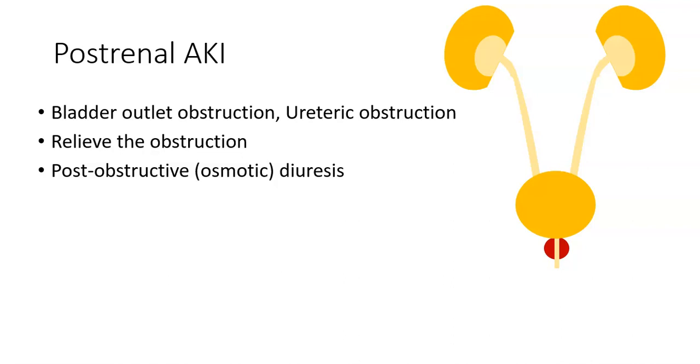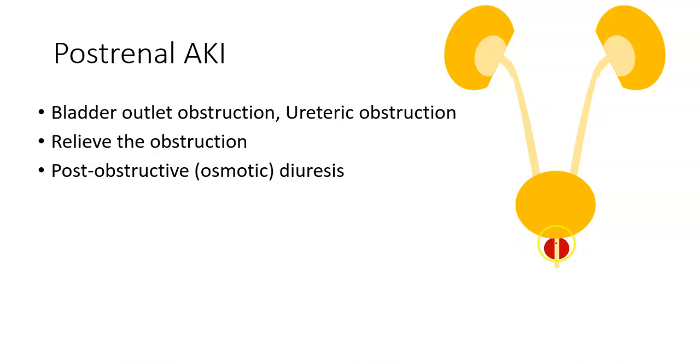Obstruction at any point in this tract will lead to proximal dilation of either the ureter or the renal pelvis, known as hydroureter and hydronephrosis respectively, which is readily detected on imaging with either ultrasound or CT. This back pressure, if severe, can also lead to a reduction in the glomerular filtration rate, and therefore lead to a post-renal AKI.